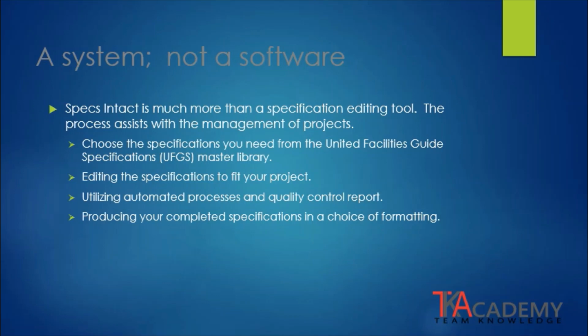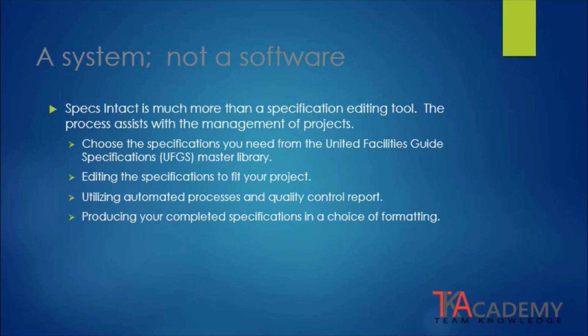It is important to think of Specs and Tact not as a software, but rather as a system. Although there is a software component to Specs and Tact, it is much more than just a specification editing tool. When used properly, the process allows for the complete management of projects. The process begins with a selection of specification sections you need to complete the scope of work. These section templates are pulled from the United Facilities Guide Specifications, or UFGS, Masters Library. The project is defined by these guide specifications, which identify the scope of work of the project.